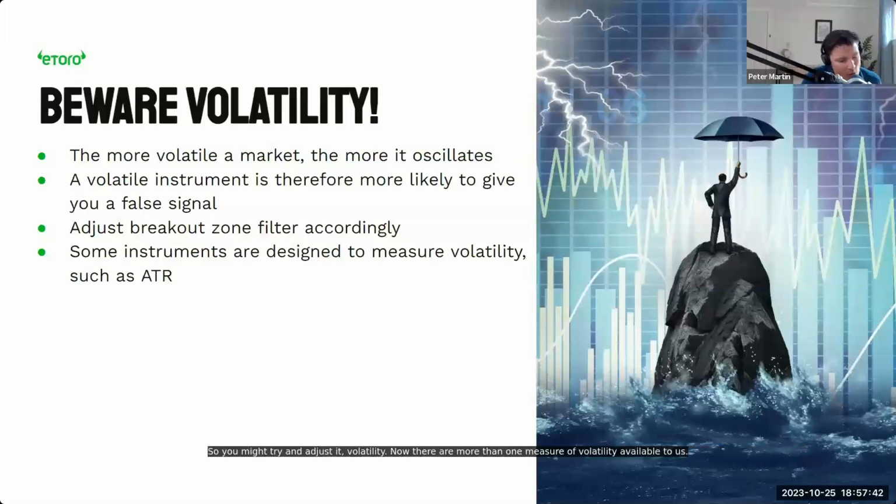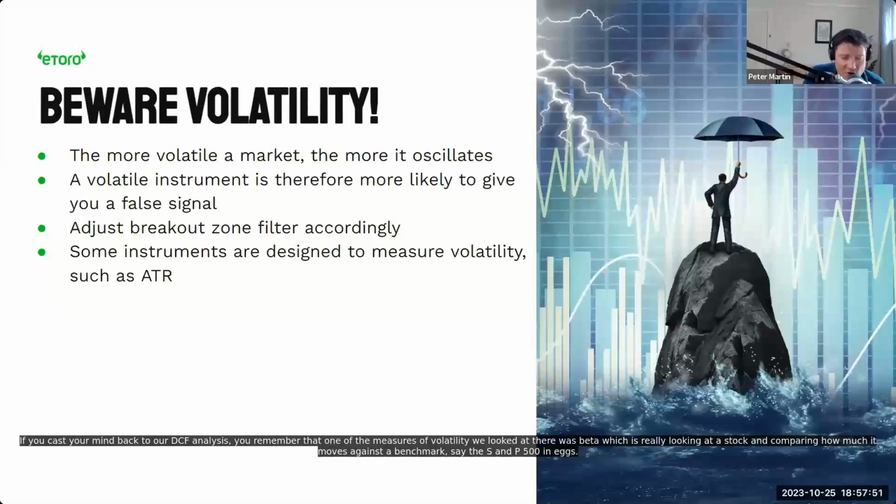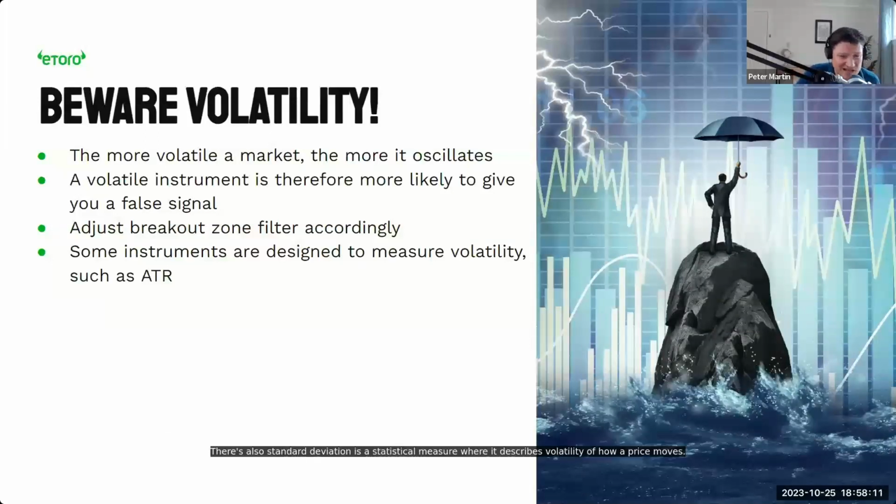So one way to try and combat this is to adjust your breakout zone filter accordingly. So you might try and adjust it for volatility. Now, there is more than one measure of volatility available to us. If you cast your mind back to our DCF analysis, you remember that one of the measures of volatility we looked at there was beta, which is really looking at a stock and comparing how much it moves against a benchmark, say the S&P 500 index. There's also standard deviation as a statistical measure, which describes the volatility of how a price moves.